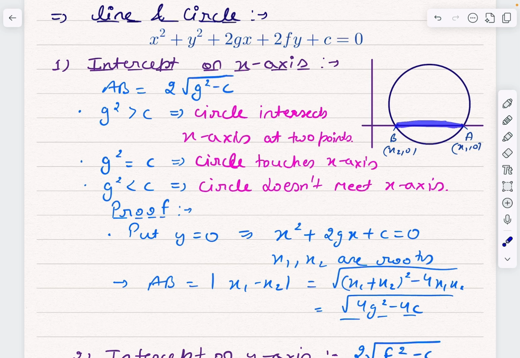AB will be nothing but mod of x1 minus x2. That we can say is under root of (x1 plus x2) whole square minus 4 x1 x2. So the sum of roots here will be minus 2g and the product of roots here will be c. You can put that here, you get under root 4g square minus 4c. Okay, take 4 outside, you get the final result. Don't need to mug up anything here. You just see the concept.